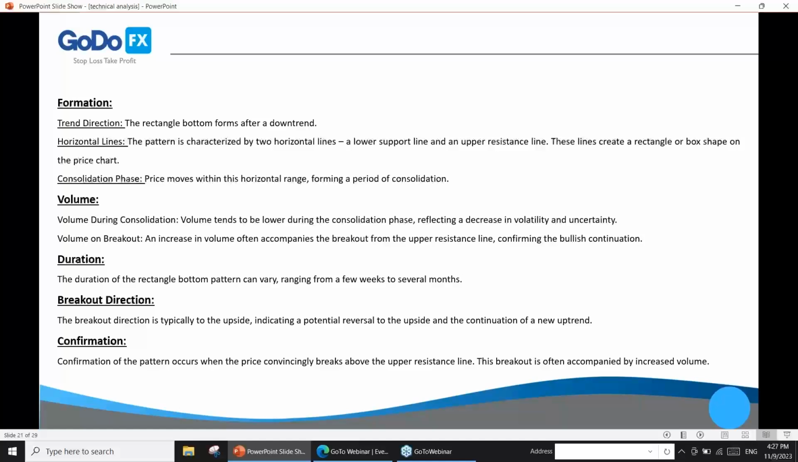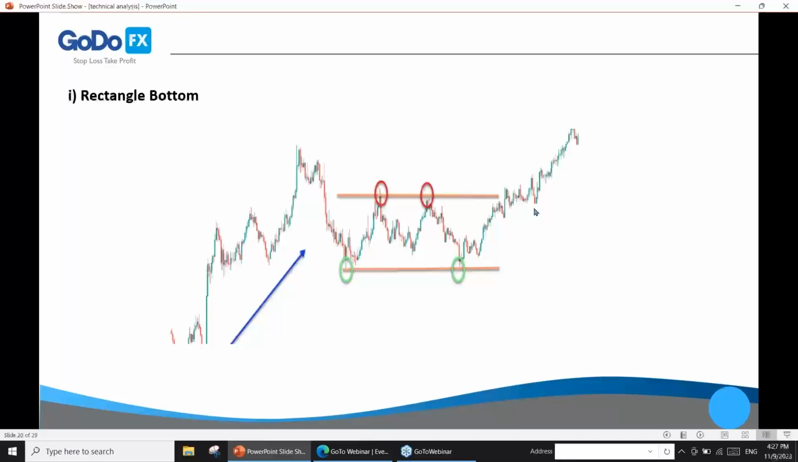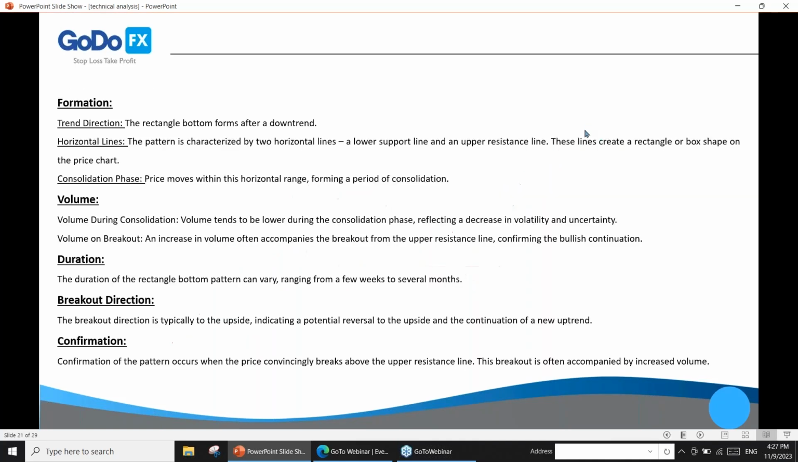So the volume tends to be lower during the consolidation phase, reflecting a decrease in volatility and uncertainty. And an increase in volume often accompanies the breakout from the upper resistance line, confirming the bullish continuation. So during the consolidation phase or the rectangle bottom, we have a very low volume, but once the chart is gonna break out the resistance line, the volume is gonna be high.